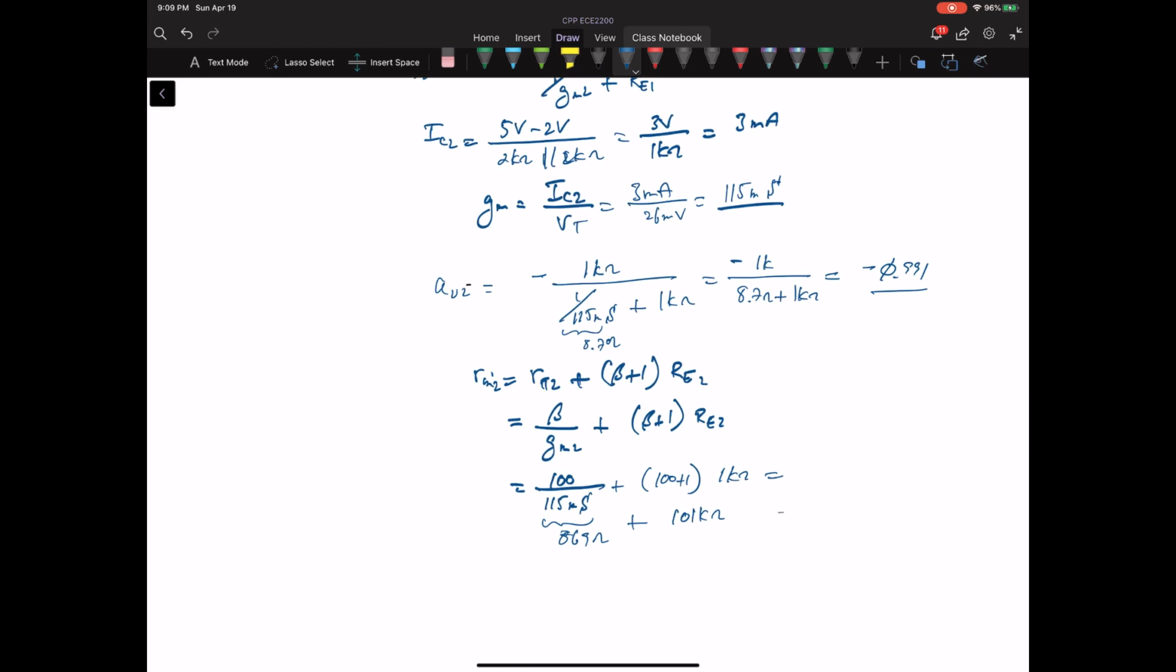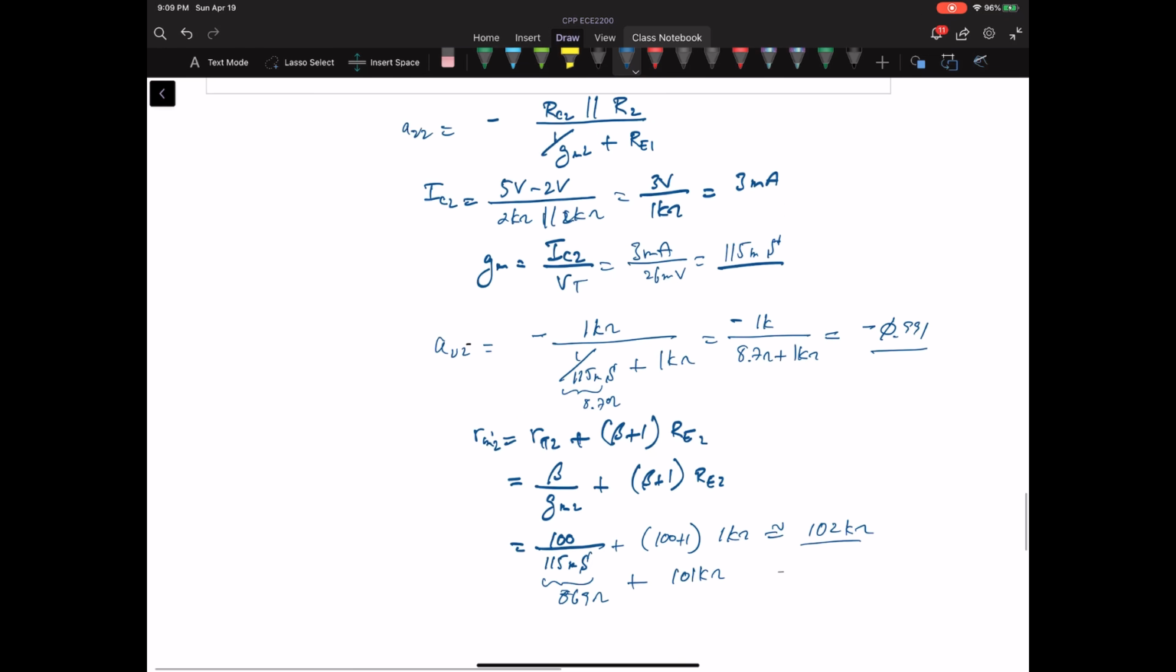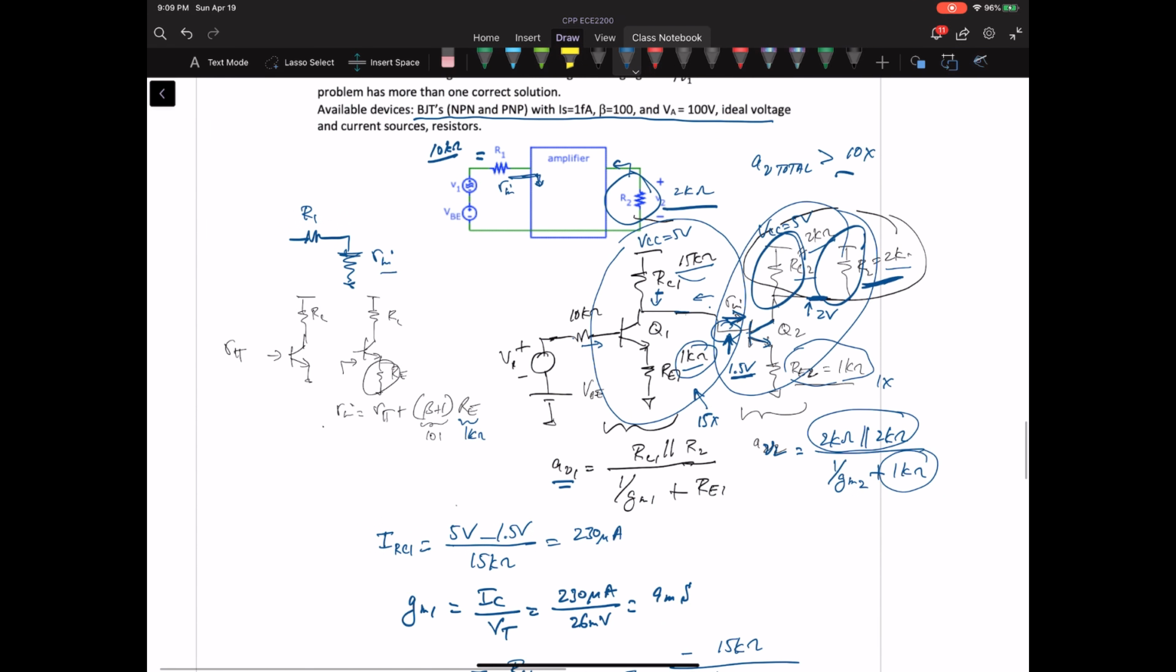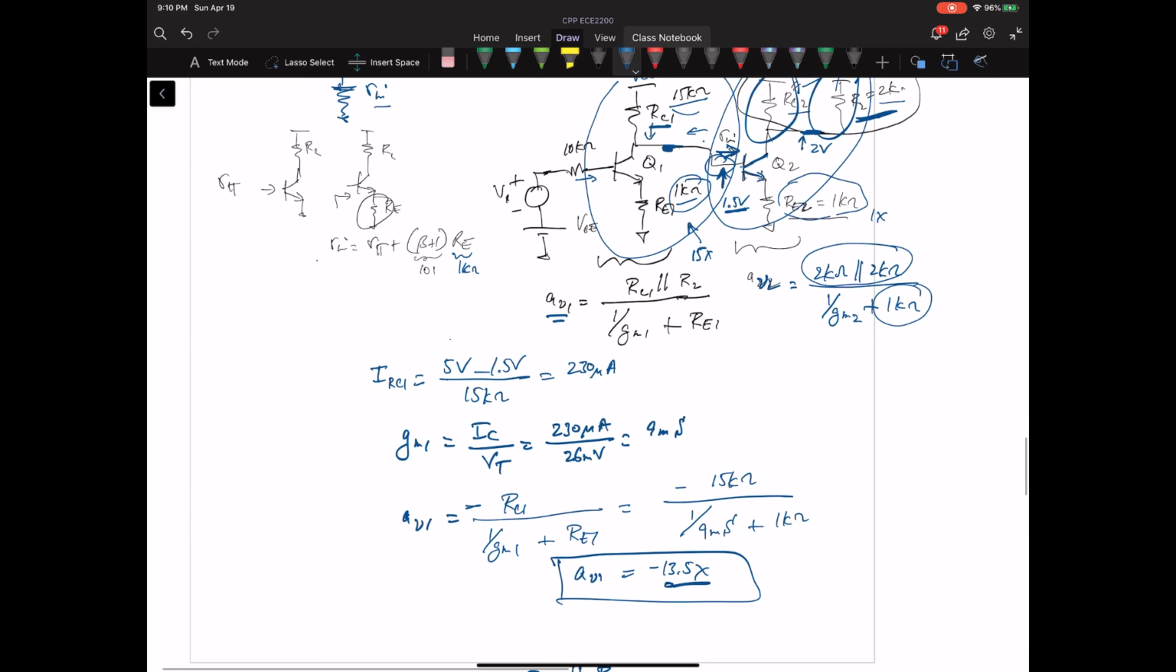So that's roughly 102 k ohm, which is much bigger than RC1, which was 15 k ohm. Which means the total resistance on the collector of Q1 is pretty much the resistance of RC1. Basically, let's calculate the gain now with just that value, right?